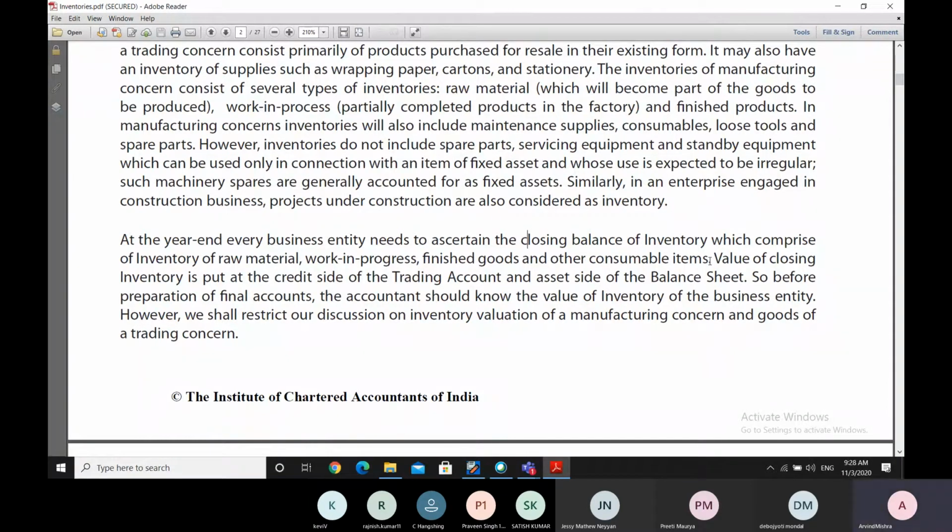So, to know the closing balance of the inventory, the value of the closing inventory has to be put on the credit side of the trading account, and it has to be put on the asset side of the balance sheet also. The trading account and the balance sheet cannot be prepared till we have the value of the inventory. Even before preparing the final accounts, the accountant should know the value of the inventory of the business entity.